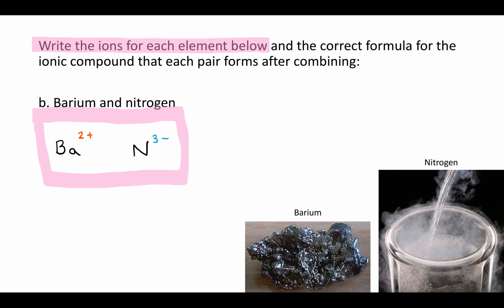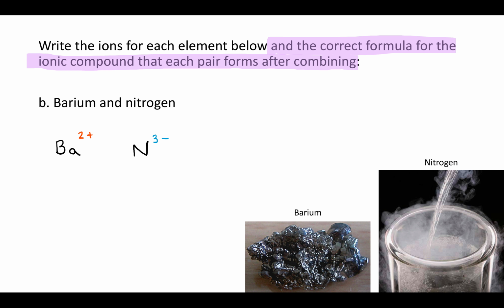So, those are the two ions, one for barium and one for nitrogen. Now, the second part of the question says to write the correct formula for the ionic compound that each pair forms after combining, and to find out the ionic compound, we crisscross the charges.